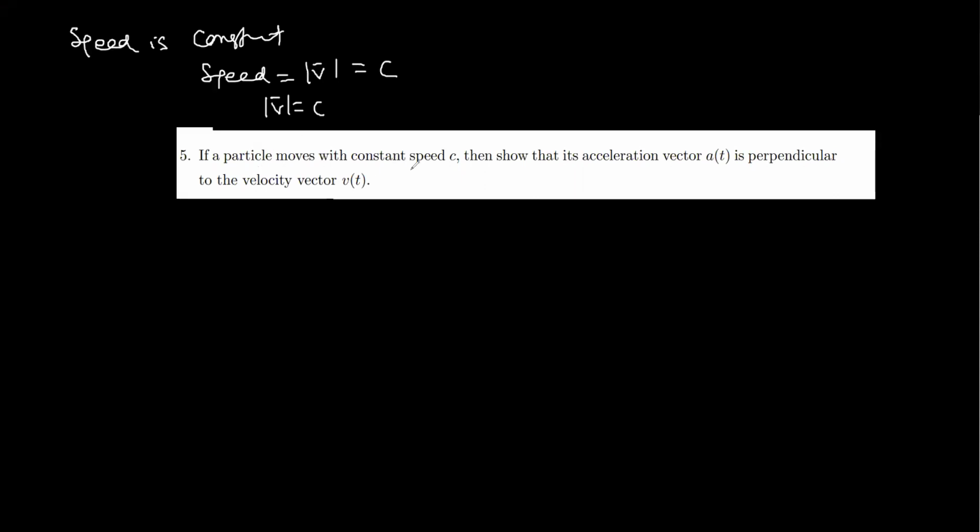What do you have to prove? This is very important. Dot product of acceleration and velocity vector must be equal to 0. You know two vectors, if dot product of two vectors is 0, then they are perpendicular. And which two vectors are perpendicular? Acceleration vector and velocity vector, right? Understood?